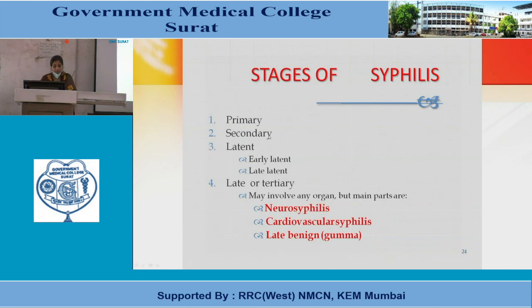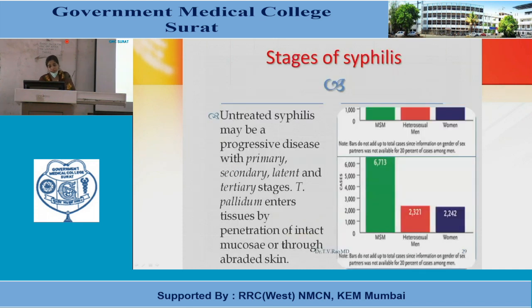The primary, secondary, latent, which may be early latent and late latent, I also explained, and late or tertiary, which may involve the organs, but also infect many parts of the body. They are neurosyphilis, cardiovascular syphilis or late benign, the gumma. Stages of syphilis: if untreated, syphilis may be a progressive disease with primary, secondary, latent and tertiary stages.